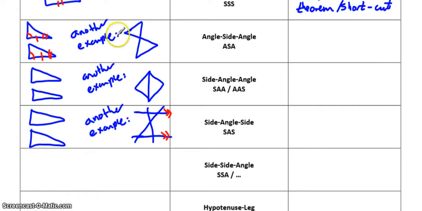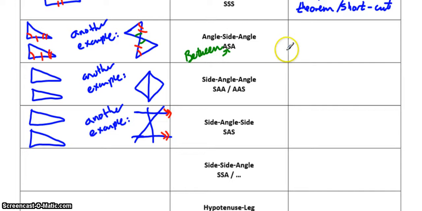Another example of angle, side, angle might be if you have these two sides congruent and these two angles congruent, and you leave it at that. Because actually you can fill in this middle angle right here, and now you've got an angle, a congruent side, and an angle where the side is between the two angles. And so just to make sure we know that that's between, I'll mark that right there.